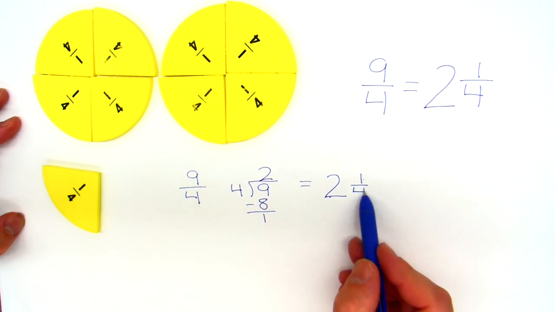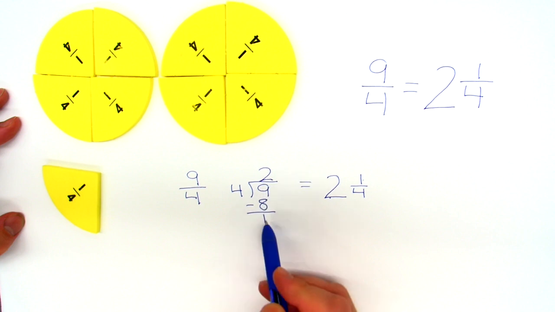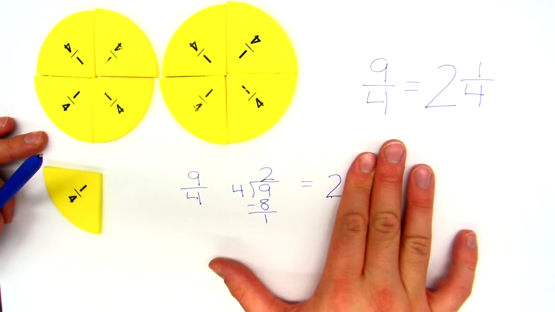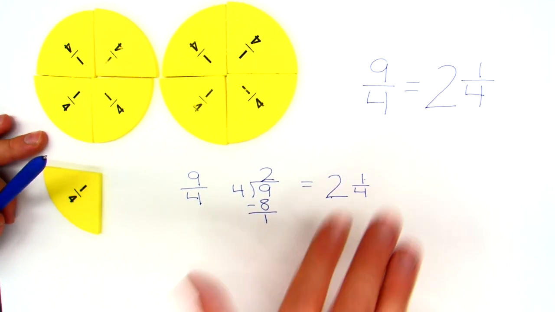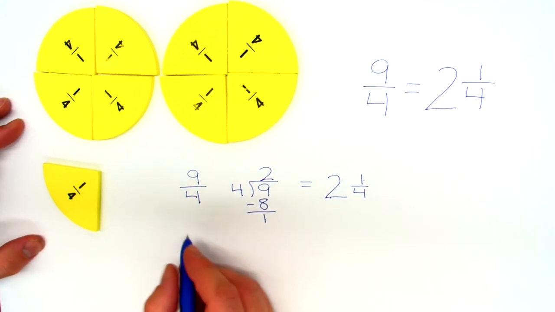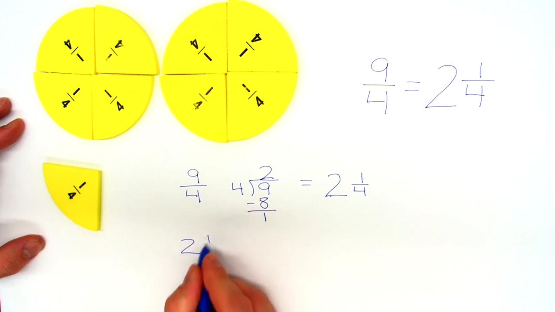Notice how the denominator always stays the same. The whole number is how many times it fits, and the numerator is whatever's left over, right? Sometimes there won't be anything left over, and it'll just be a whole number. We've seen that before, but a lot of times there's some left over, and that's why it's a mixed number, not just a whole number. Now, how do we go backwards? How do we go from 2 and 1/4 to an improper?